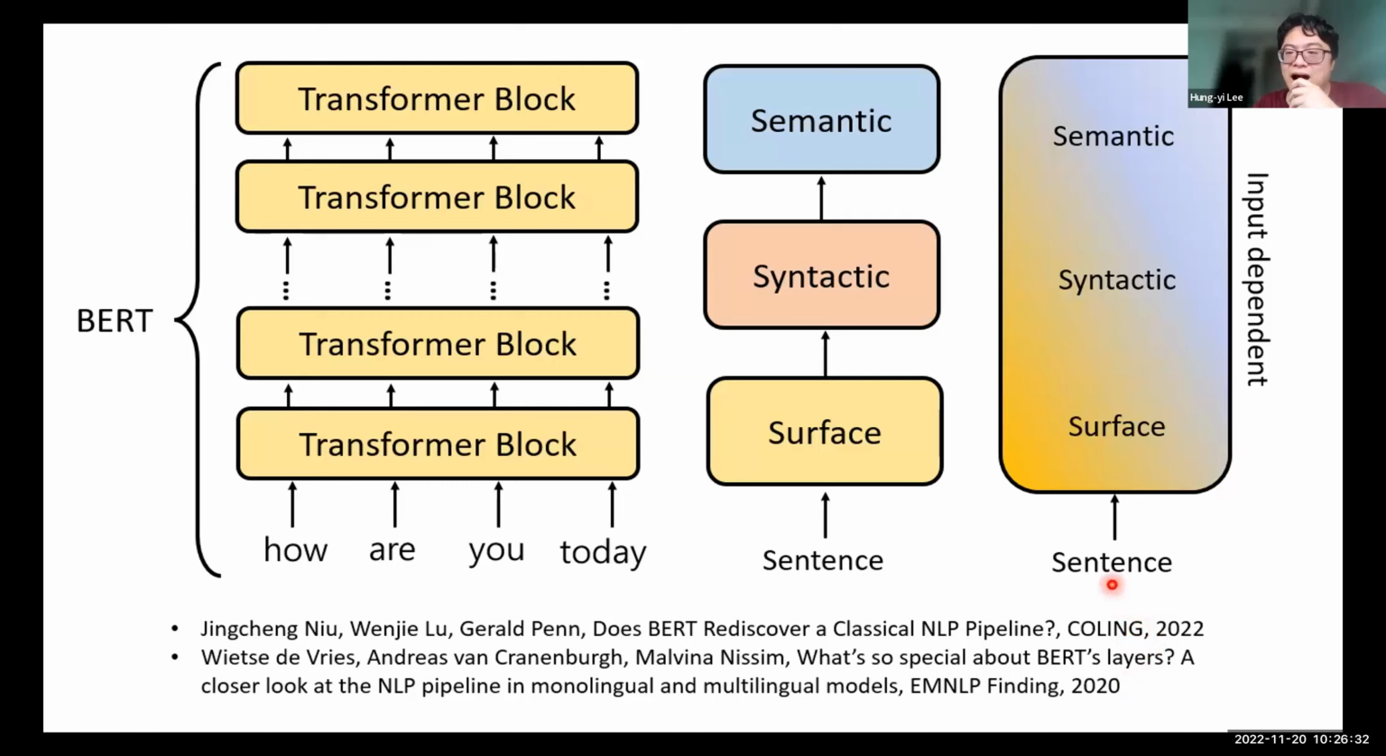And actually how the input sentence is processed is very sophisticated. So this kind of figure oversimplifies what the pre-trained model is really doing, what it learns from the unlabeled data. The mechanism can be very sophisticated, and actually it is input dependent.